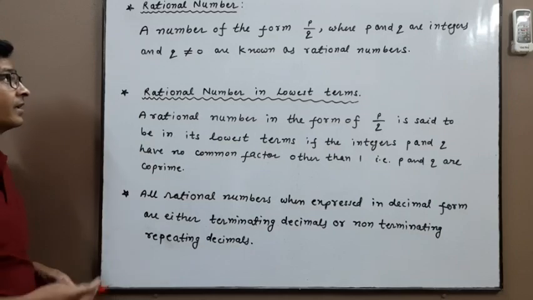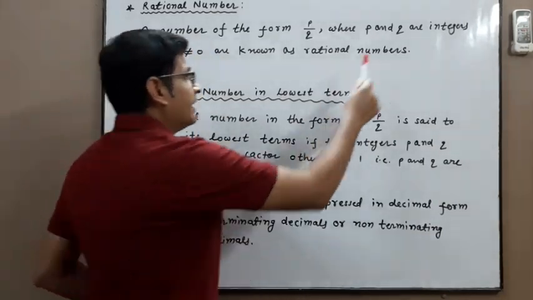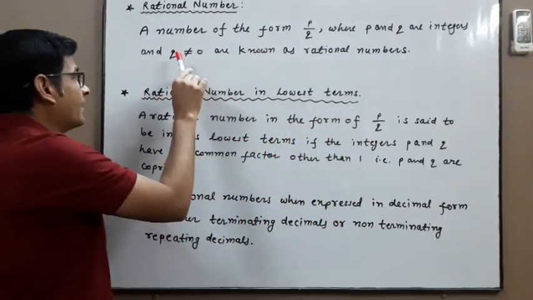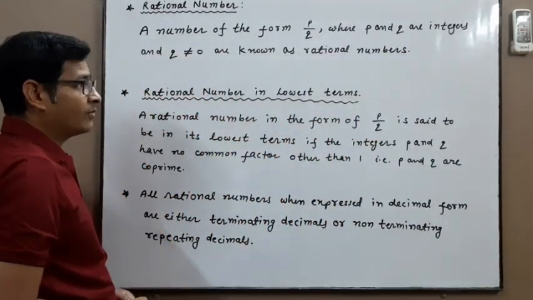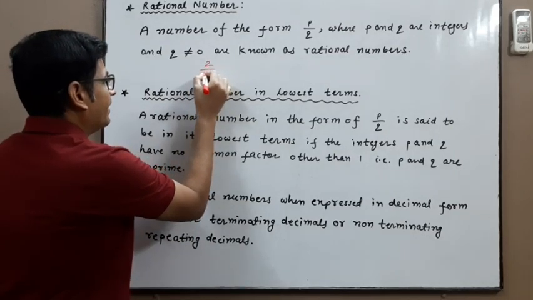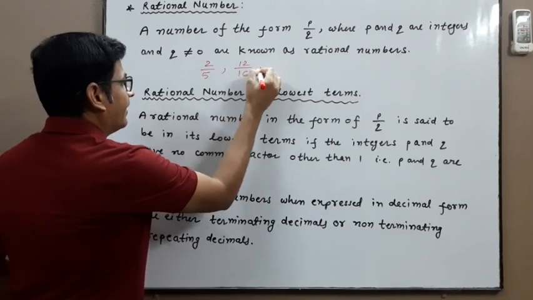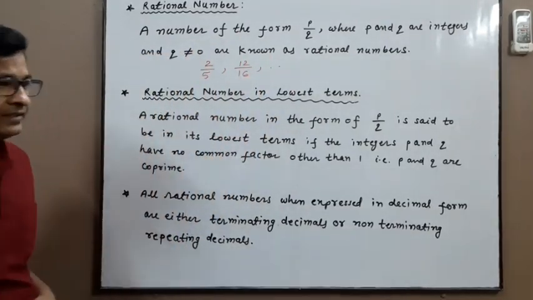Rational number: a number of the form p by q, where p and q are integers and q is not equal to 0, is known as a rational number. For example, 2 by 5, 12 by 16 and so many.